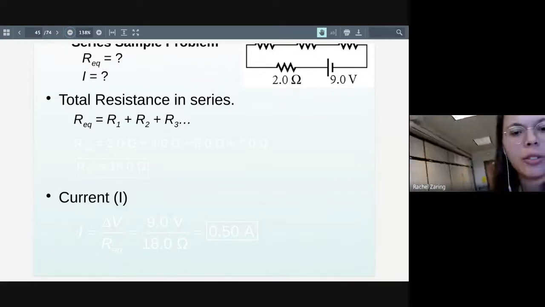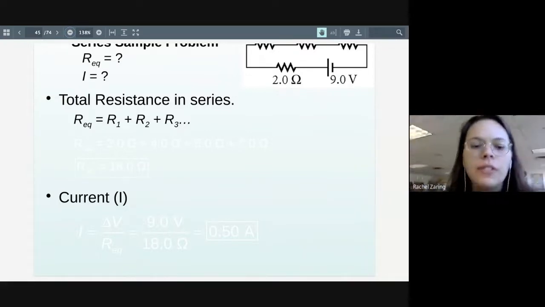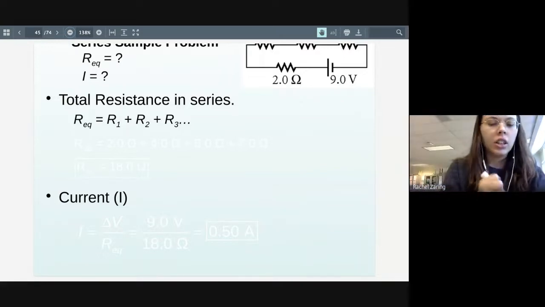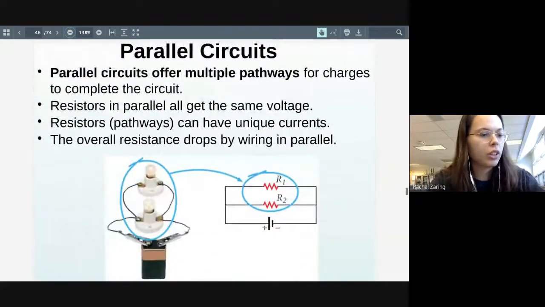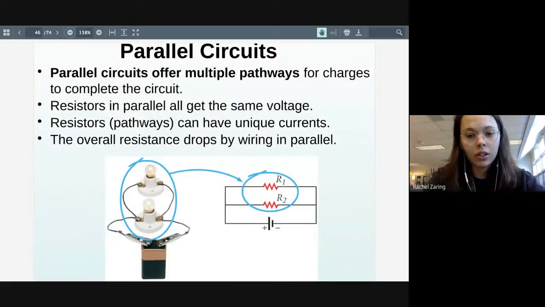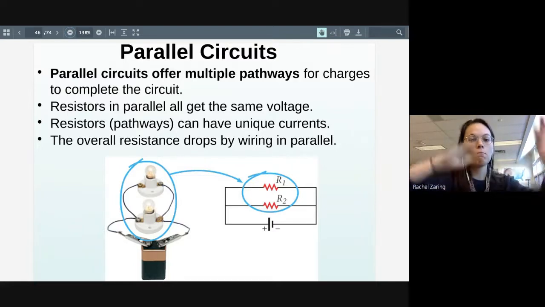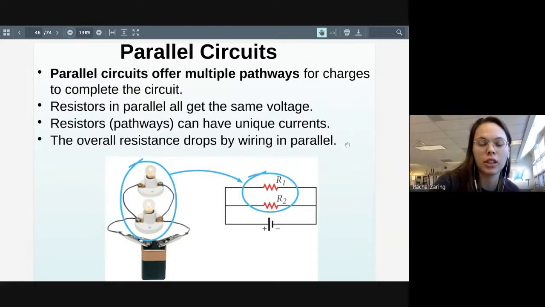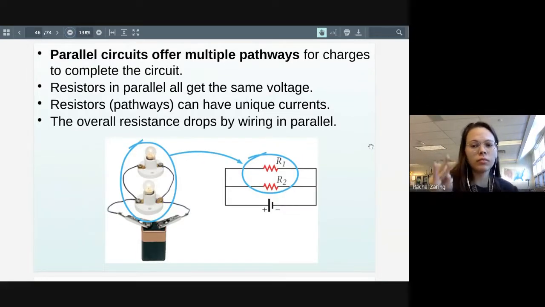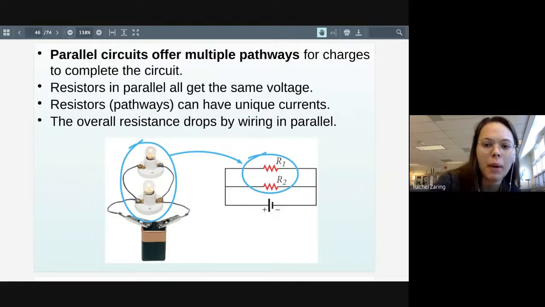So that gives you an example of how you're going to solve the different components of a series circuit. Then if you flip to the back side, we start to look at parallel circuits, which differ from circuits in series because they offer multiple pathways for the charges to complete the circuit. You can see from the picture, if you were to have an electron travel, it would have a crossing point right here. It could either come across resistor 2 or it could come up and come across resistor 1 and come back to the battery. So that's the multiple pathways.